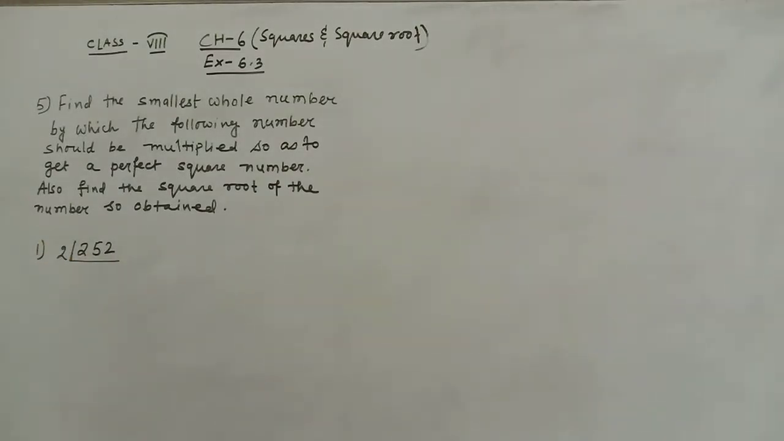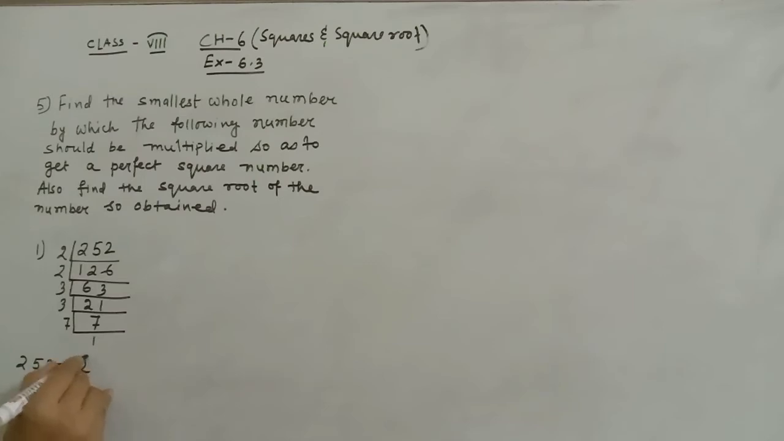So you will divide it by 2: 126, again by 2: 63. Now 63 is divided by 3 to get 21, again by 3 to get 7. Now what are the prime factors of 252? Therefore 252 we can write as 2 into 2 into 3 into 3 into 7.